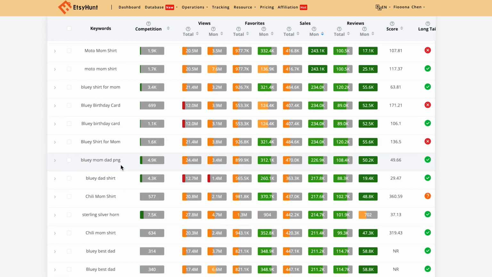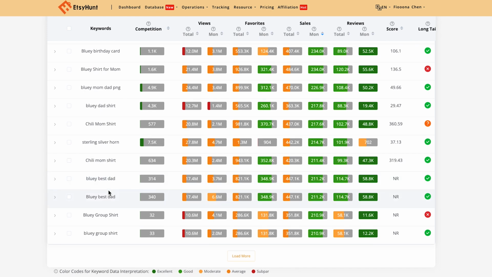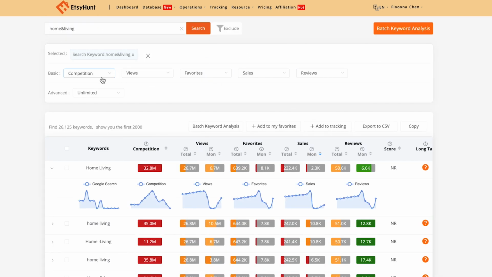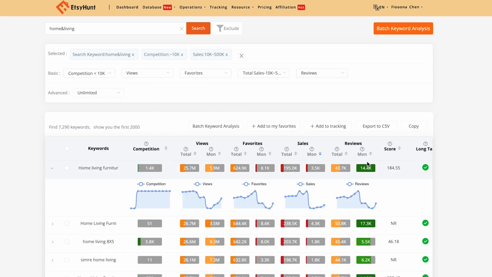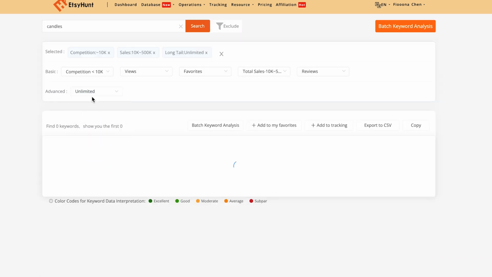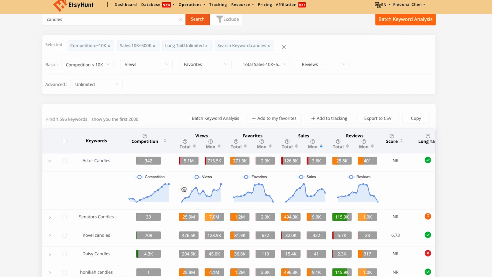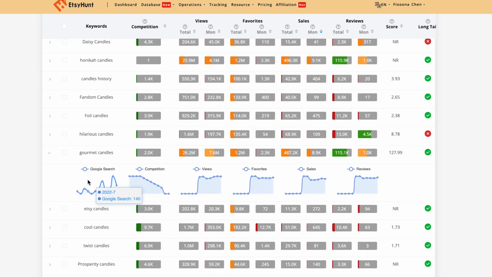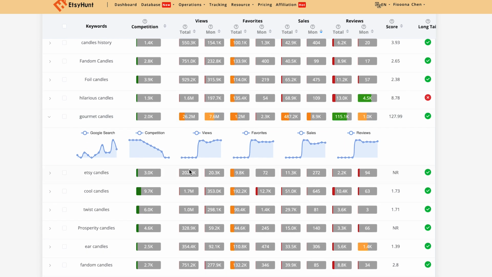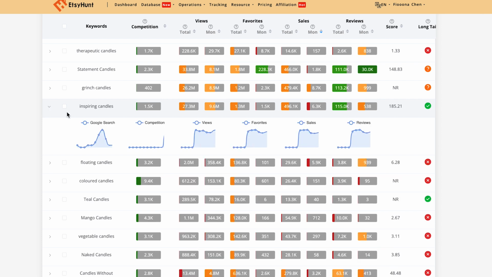If we don't find particularly suitable keywords, we can try the second method. You can also input keywords to search directly. For example, by searching home and living, you can find related keywords with high views and high sales but low competition. Alternatively, you can search directly for the products you are selling. For example, by searching candles, you can find relevant keywords with similar criteria. You can see the following results, such as gourmet candles, inspiring candles, ornamental candles. These keywords have relatively low competition, high sales, and high scores, making them good candidates to include in your listings.